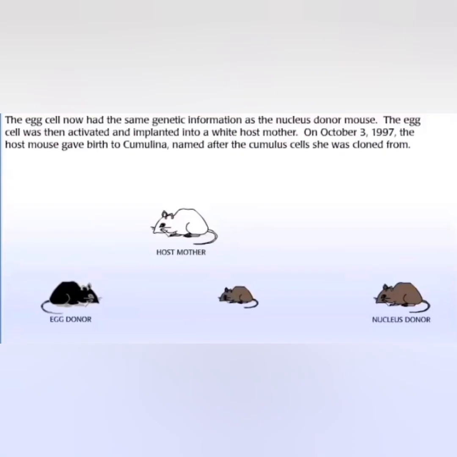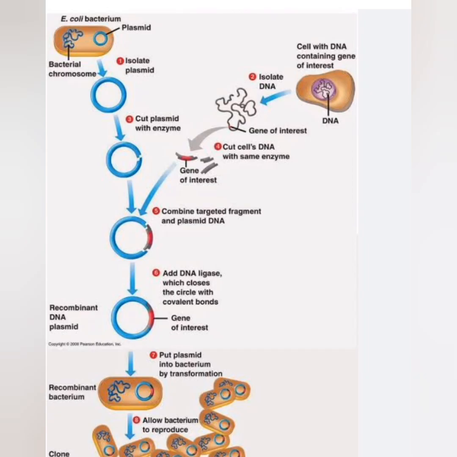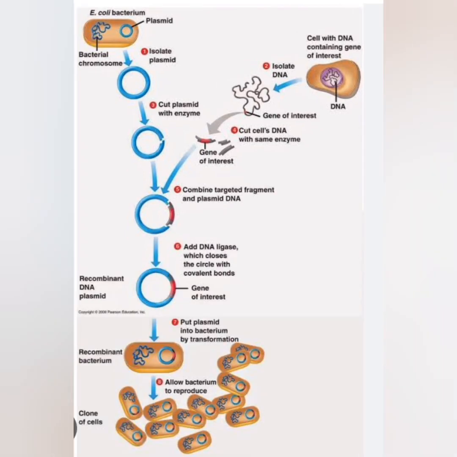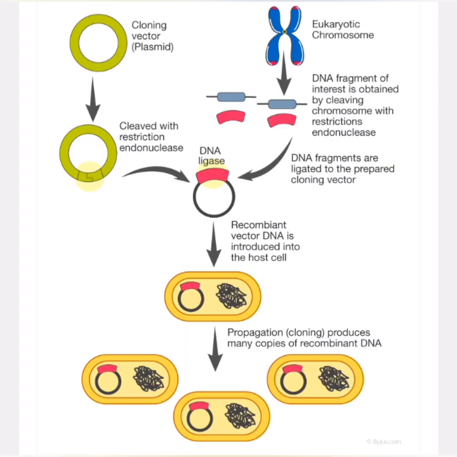Gene cloning methods: there are four major gene cloning techniques. Isolation of the DNA to be cloned, insertion of a foreign DNA fragment into a vector, transfer of the DNA into a bacterial cell, and detection of the recombinant clone.